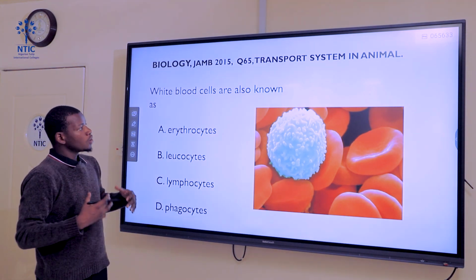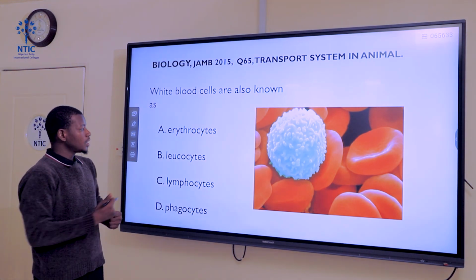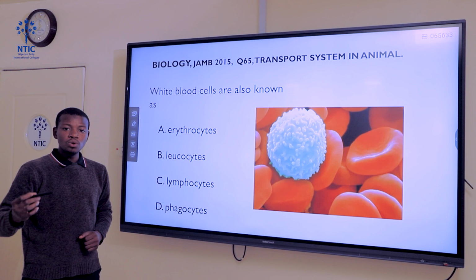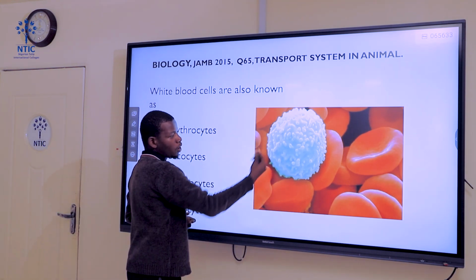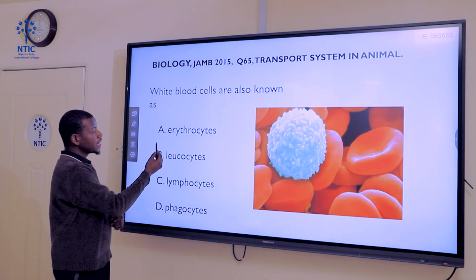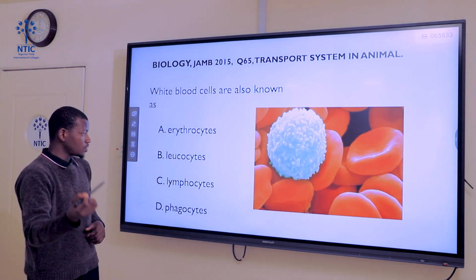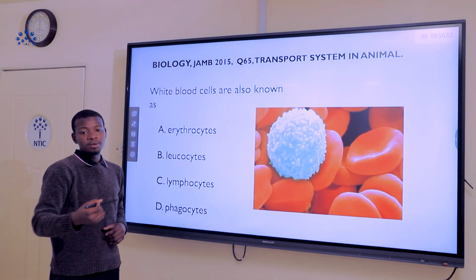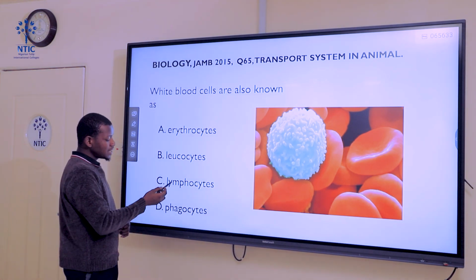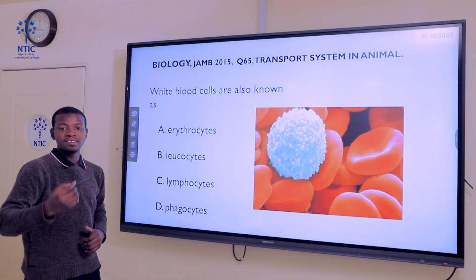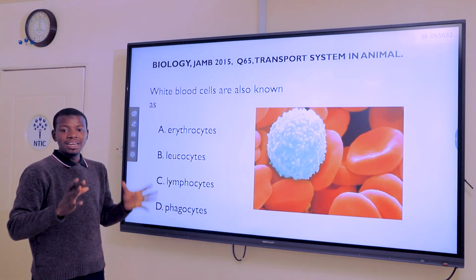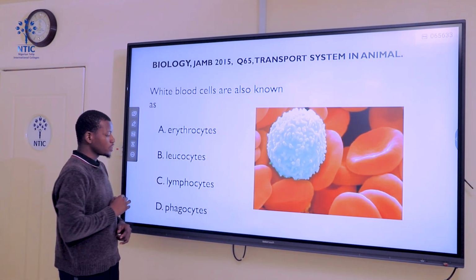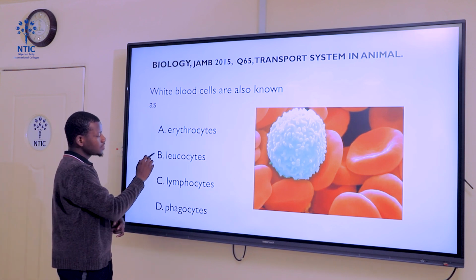Question 65. White blood cells are also known as A. Erythrocyte, B. Leukocyte, C. Lymphocyte, and D. Phagocyte. Now here is an example of a white blood cell. Erythrocyte is another name for red blood cell. Leukocyte is another name for white blood cell, while lymphocyte and phagocyte are examples or types of white blood cell. But the general name for white blood cell is leukocyte. So the correct answer here is B.